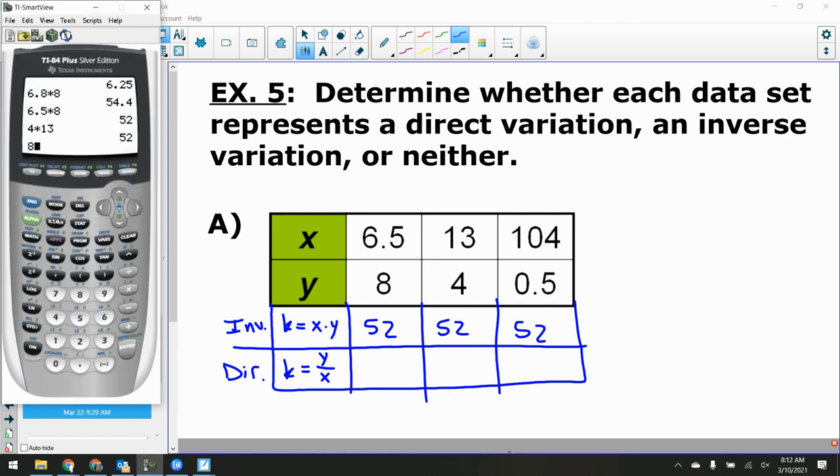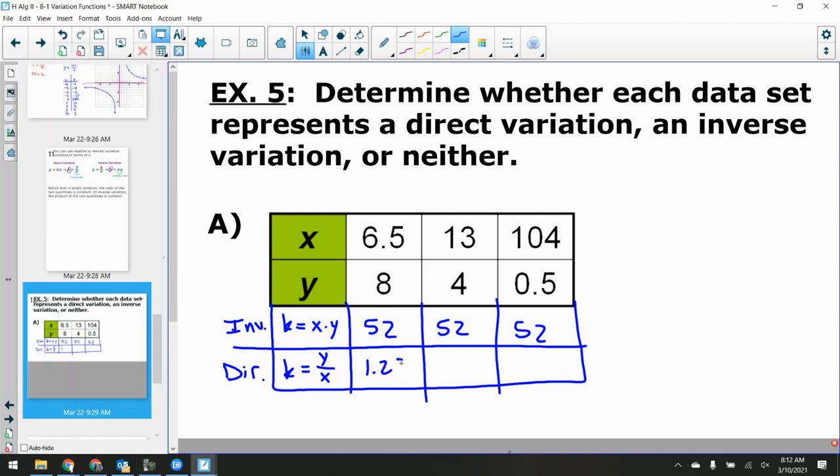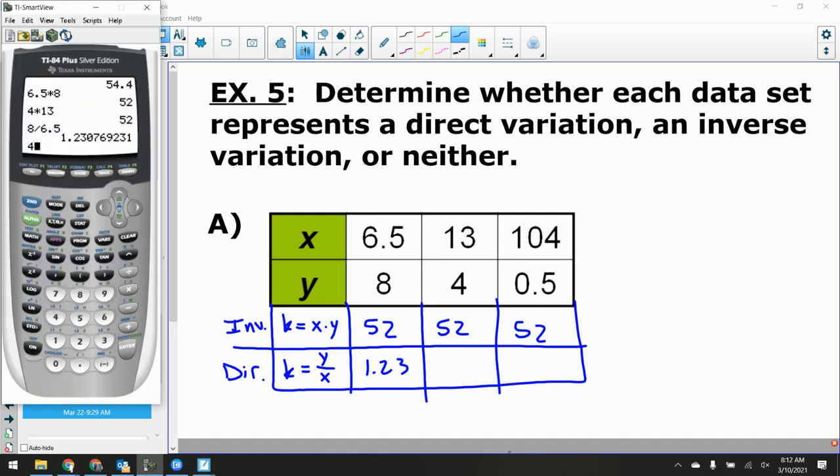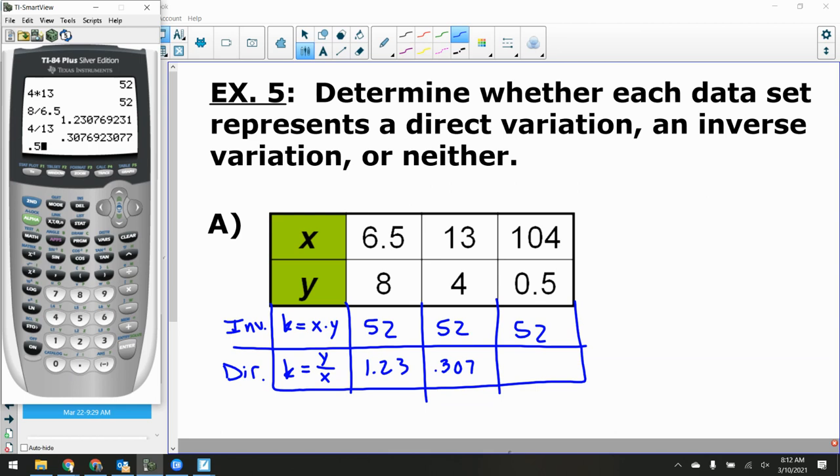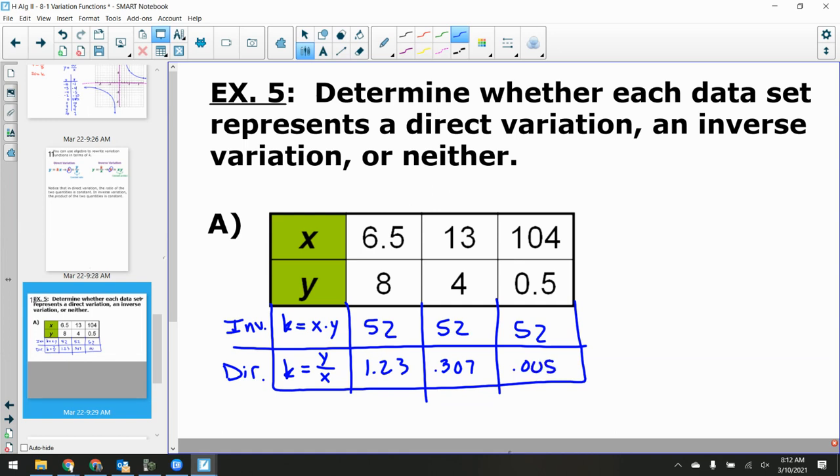We take y divided by x: 8 divided by 6.5 gets me 1.23. 4 divided by 13 does not give me 1.23, it gives me 0.307. And then 0.5 divided by 104 gives me 0.005. So do you see how there is a constant of variation? The constant of variation is 52. So we know that this would be an inverse variation. It could be direct, could be inverse, could be neither. Okay. So let's check the next one.